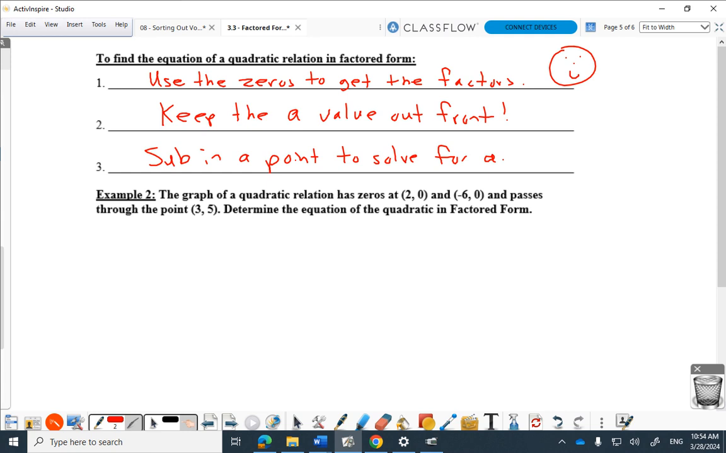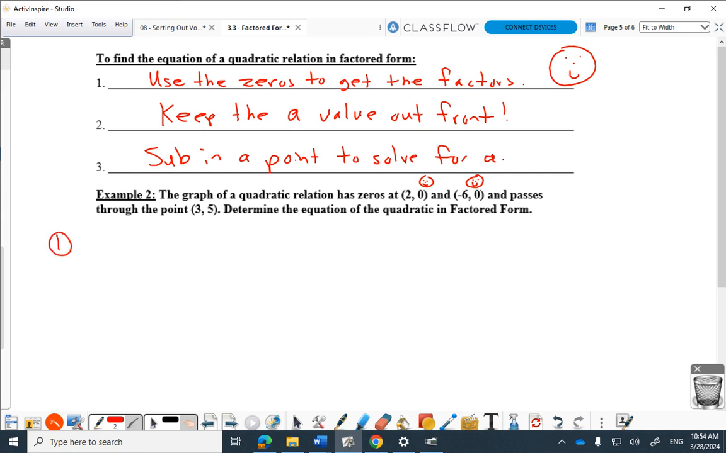This is a tough algebraic skill, though, friends. Get ready. The graph of a quadratic relation has these zeros. Ooh, little smiley faces. Oh, they gave me the zeros. Happy? I'm so happy to see the zeros, and it passes through (3, 5). I'll get to that. Here are my steps. Notice I did it 1, 2, 3 like I did with lines. This is the 1, 2, 3 for quadratics.